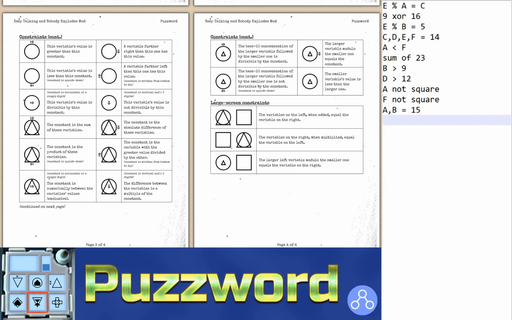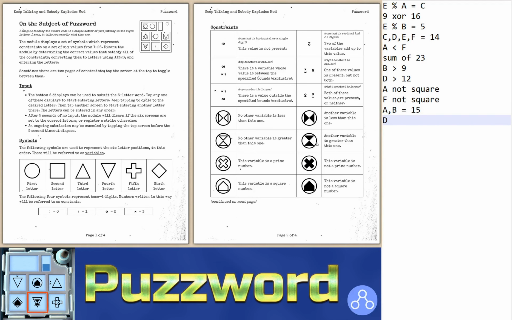This one here is delta, and the filled-in hourglass says that another variable is greater. So that means this one is not the greatest. There is another one that is greater. Right, and then we have the cross, which is echo, with a small diagonal cross inside of it, and that says the variable is a prime number.